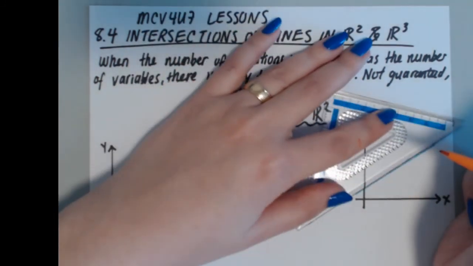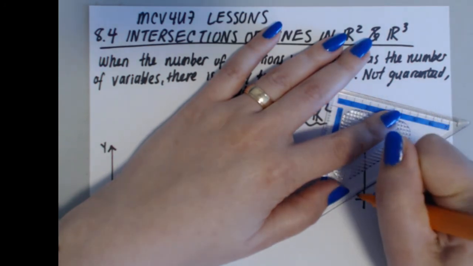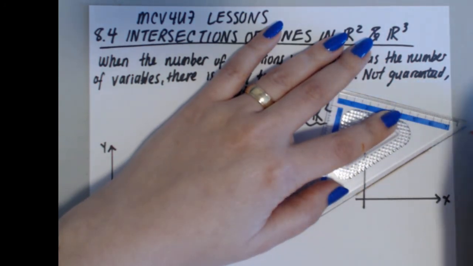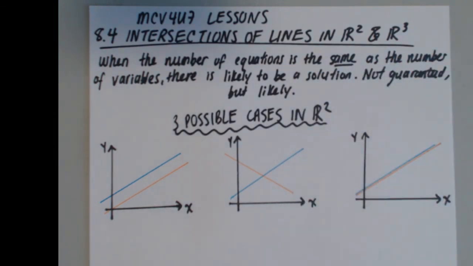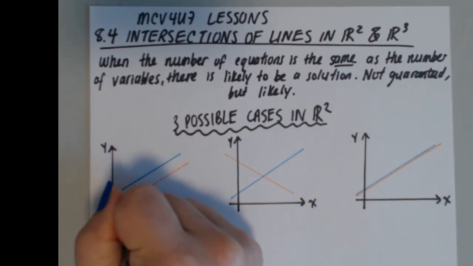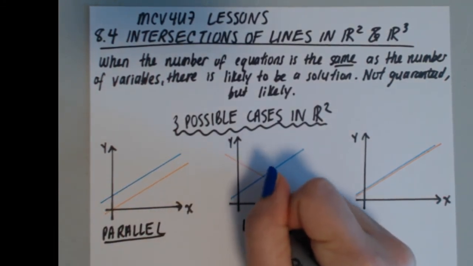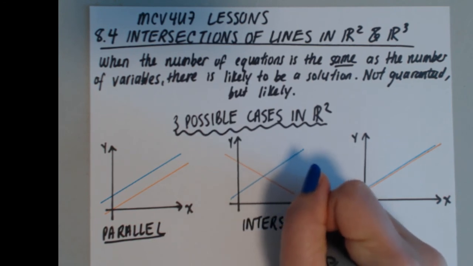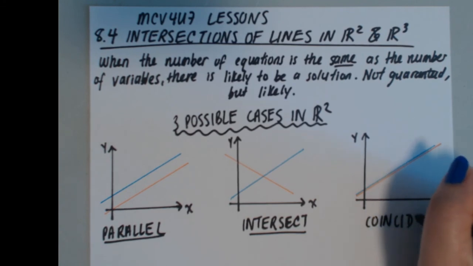Now coincident, technically you wouldn't be able to see both colors here, but I'm going to draw them next to each other, even though they are technically superimposed, right? Because if you superimposed them, you would only be able to see one color. All right, so those are my three cases. Let's go ahead and label those. So the case on the left, this is parallel. The case in the middle, this is intersect. And the case on the right, we say that this is coincident.